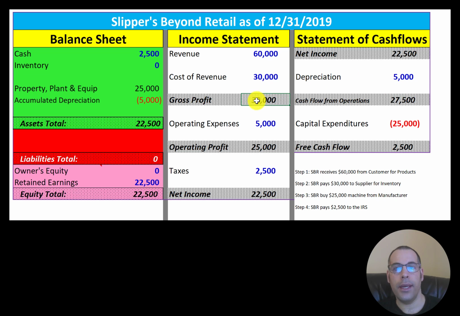Now, if you look on the income statement, we had gross profit of $30,000 and we paid taxes of $2,500.